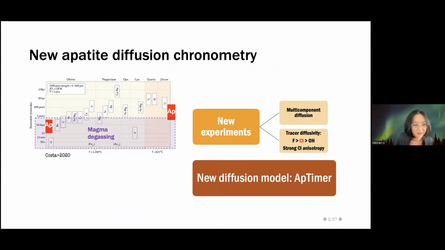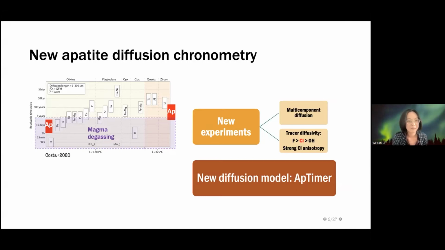And then I drew these two red boxes with AP, that means apatite, in the middle of them, showing the timescales that can be constrained by apatite diffusion chronometry. So this just means that using apatite diffusion chronometry, we can probably get the timescale of magma degassing at most volcanoes. To establish this diffusion chronometry, we have performed experiments.